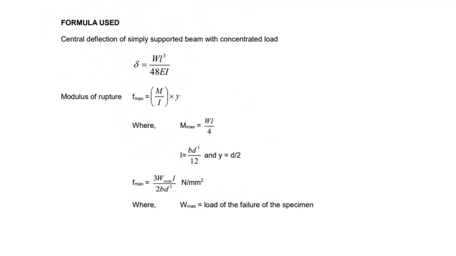When a point load is applied at the midspan of a simply supported beam, the maximum deflection occurs at the center. The formula for maximum deflection is given, where W is the applied point load, L is the length of the beam, E is the modulus of elasticity or Young's modulus of the material, and I is the moment of inertia of the beam's cross-section.